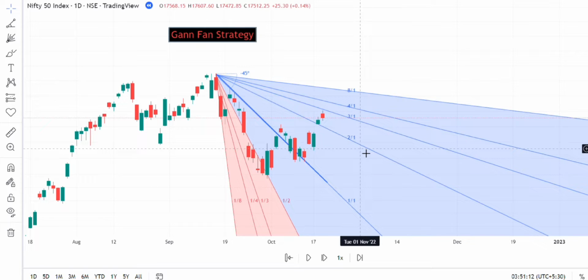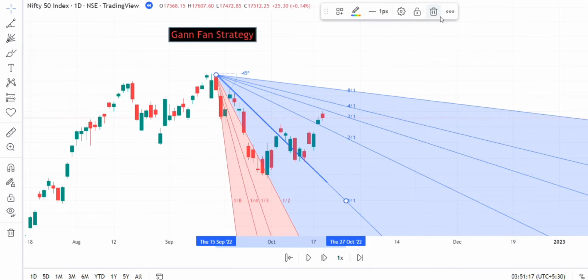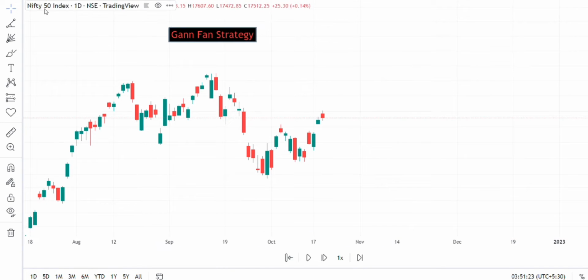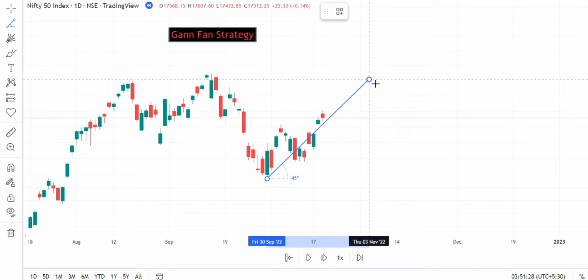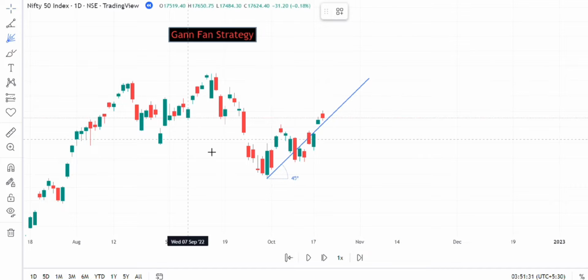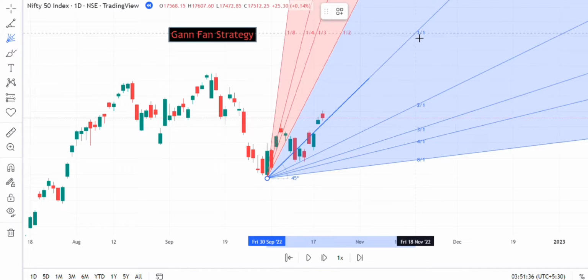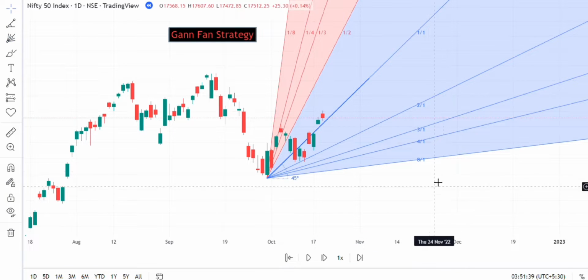For stop loss, we will draw the Gann fan at the significant low point. Let me delete this. We'll draw a 45-degree angle line at the significant low point. Then we'll choose the Gann fan and place it at the significant low point in such a way that the 1 into 1 line overlays the 45-degree line. We'll place the stop loss below the 2 into 1 line. Means if any candle breaks the 2 into 1 line and closes below it, only then we'll exit the stock.